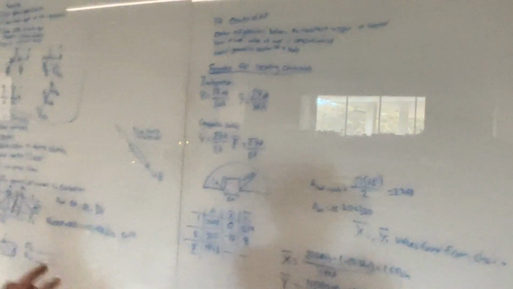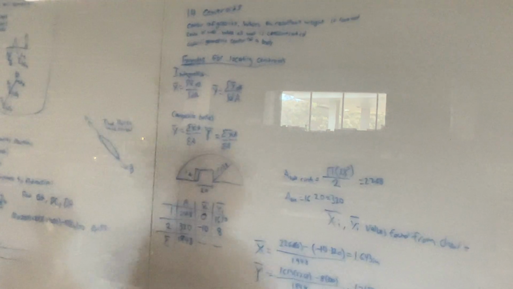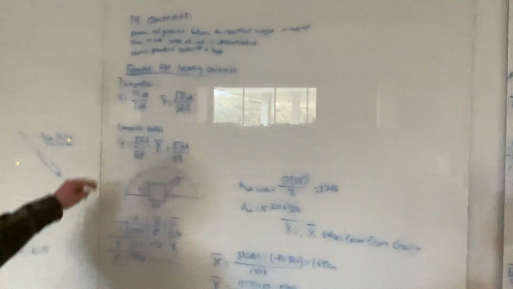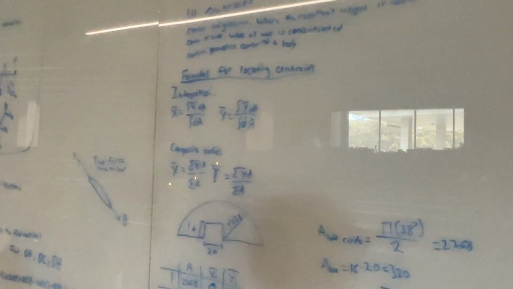If you have some weird shape that doesn't follow any area formula, you can integrate it with its function. This is the formula for that. Pretty straightforward, it's just integration.